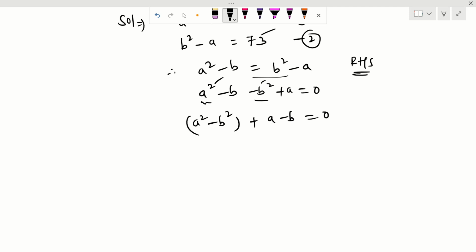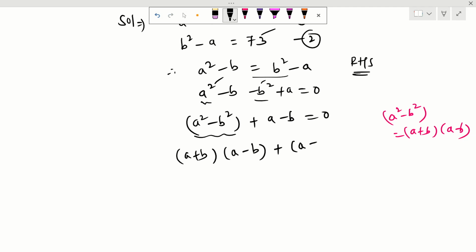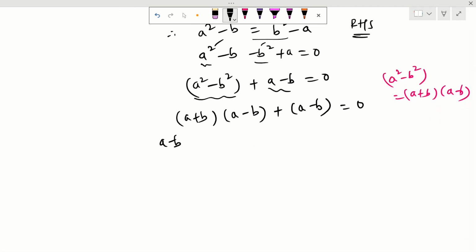Now the A square minus B square formula we know, that is A plus B into A minus B, right? So the same thing I am applying here. It will be A plus B into A minus B, plus A minus B. This term is A minus B. Here we can take common A minus B. Then A plus B plus 1 remains, right?